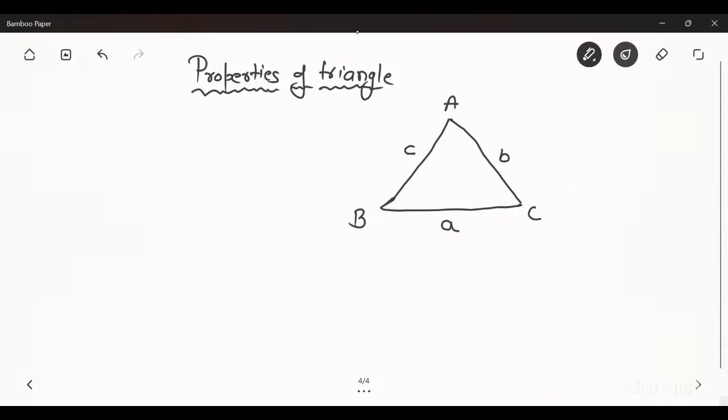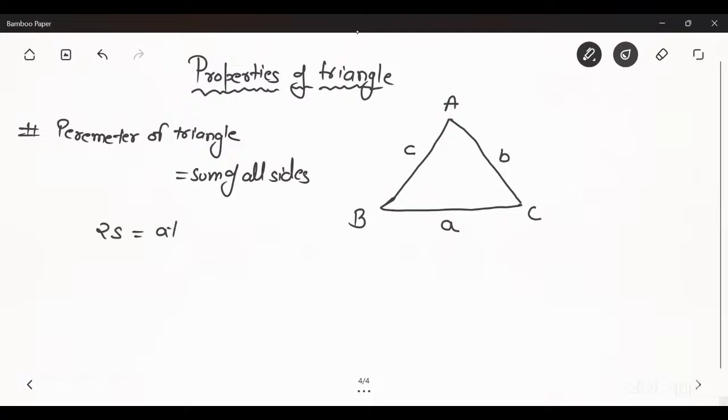Now, firstly, the perimeter of triangle. We know that the perimeter of triangle is the sum of all sides. That means 2s is equal to a plus b plus c. So this was its perimeter. Now semi-perimeter will be half of 2s.